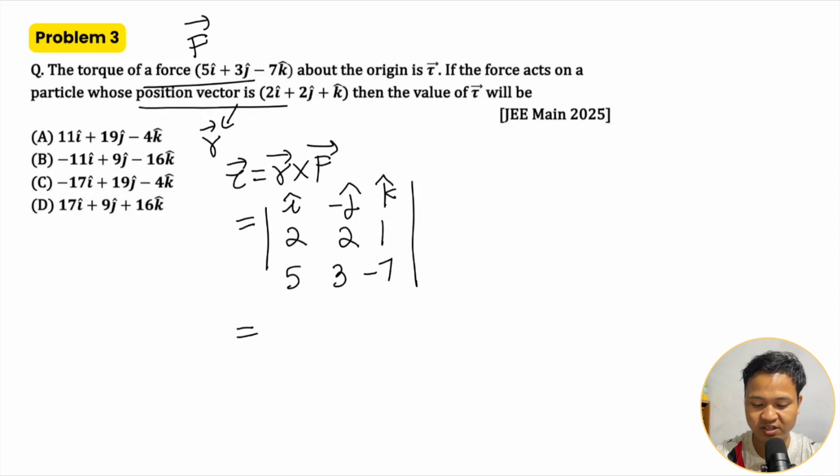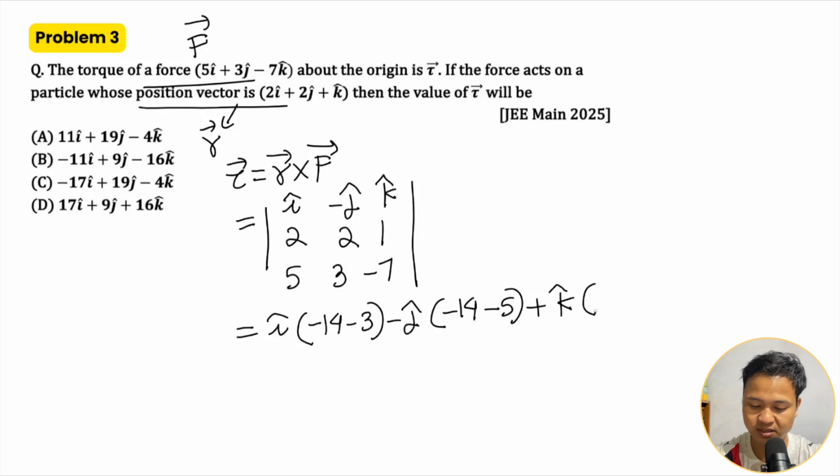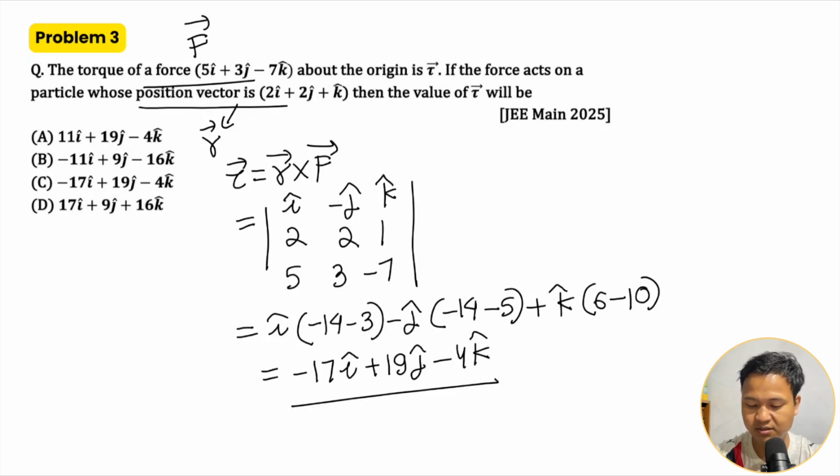If I apply the same way, i into 2 into minus 7 is minus 14, minus 3 1 is 3. Minus j, 2 into minus 7 is minus 14, minus 5 1 is 5. Plus k, 2 3 are 6 minus 5 2 are 10. So how much is this? Minus 17 i cap plus 19 j cap minus 4 k cap. So minus 17, plus 19, minus 4 is option C. Remember the formula and the cross product.